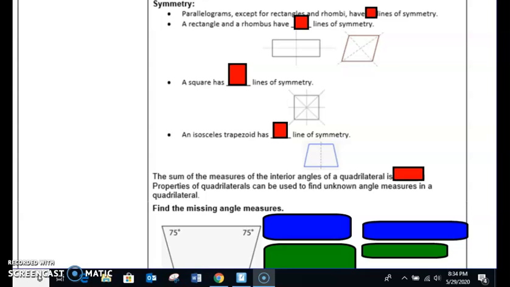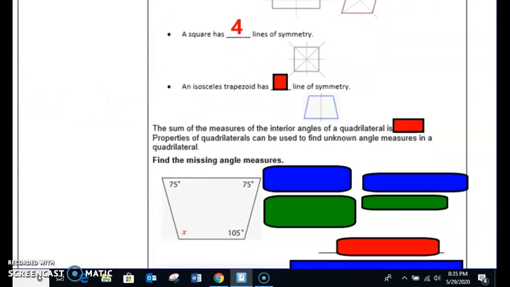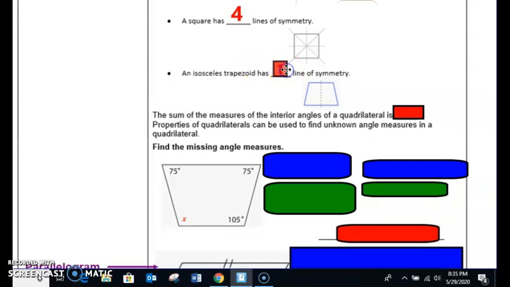On page 2, we're going to talk about symmetry. So parallelograms, except for rectangles and rhombi, have no lines of symmetry. However, a rectangle and a rhombus each have 2 lines of symmetry. You can see examples below, a rectangle and a rhombus. A square has 4 lines of symmetry, and an isosceles trapezoid has 1 line of symmetry.